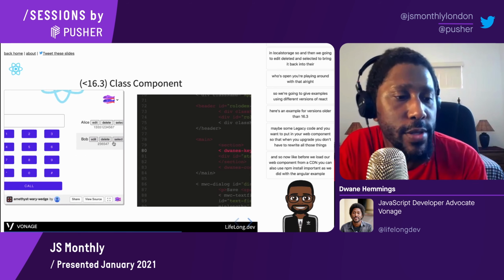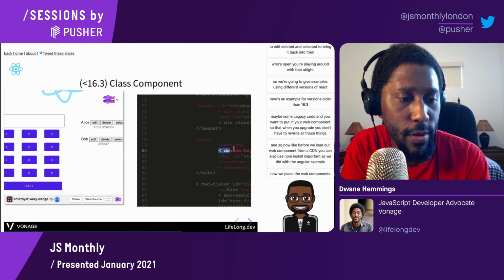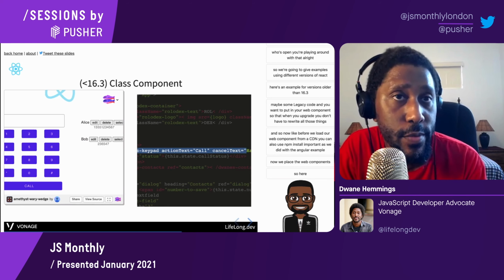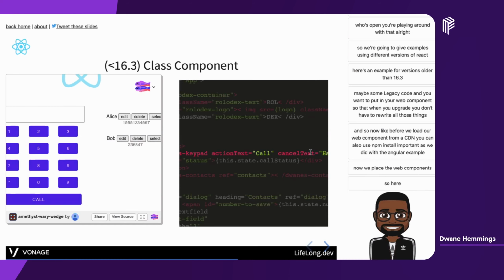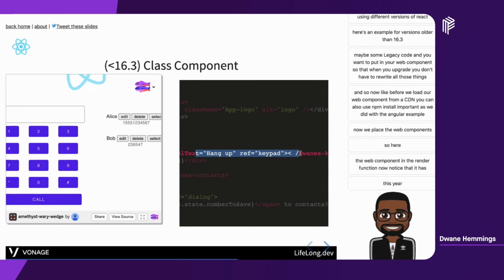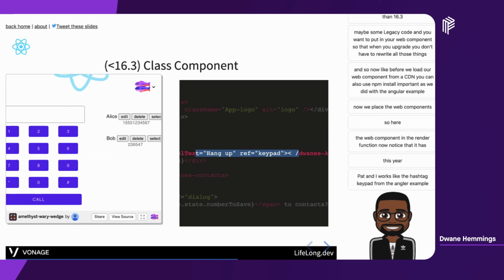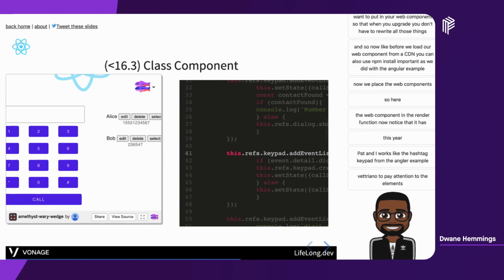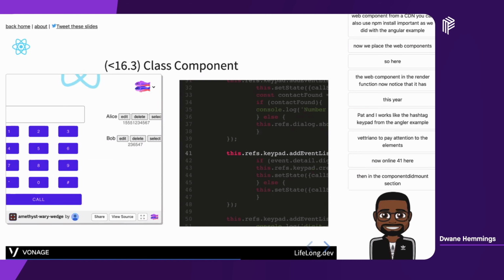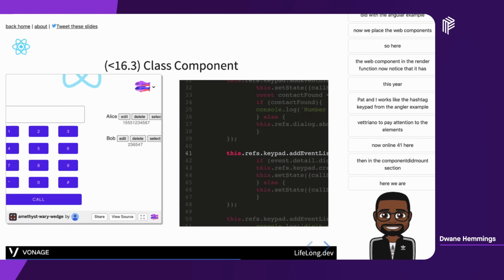Now, we place the web component. So here is the web component in the render function. Now, notice that it has, towards the end here, a ref keypad. And it works like the hashtag keypad from the Angular example. And it lets React know to pay attention to this element. Now, on line 41 here, then in the componentDidMount section, we're adding an event listener for the web component's digits sent custom event.